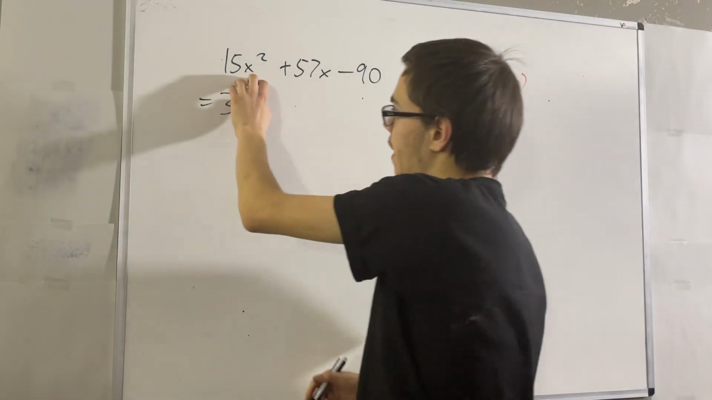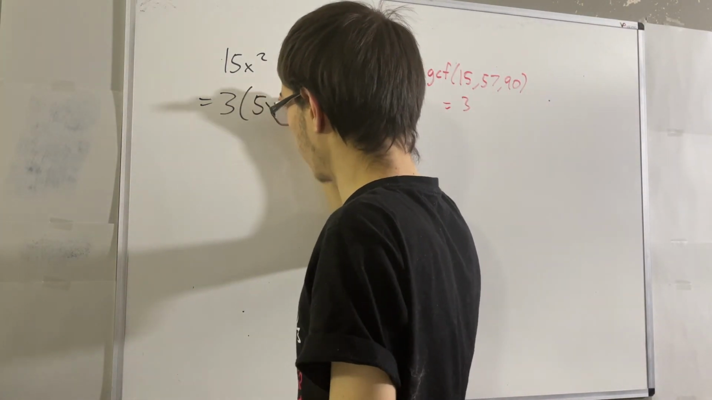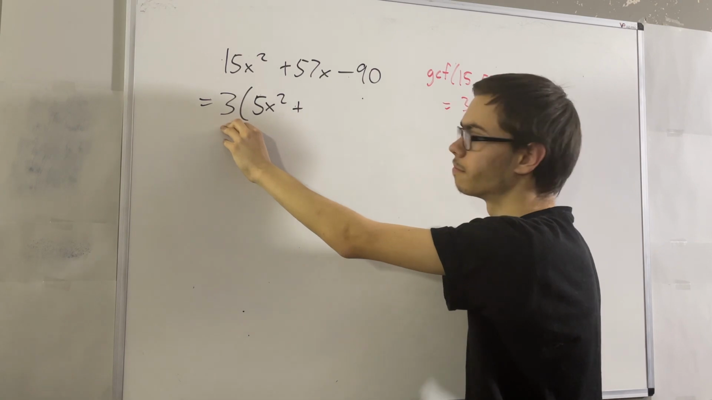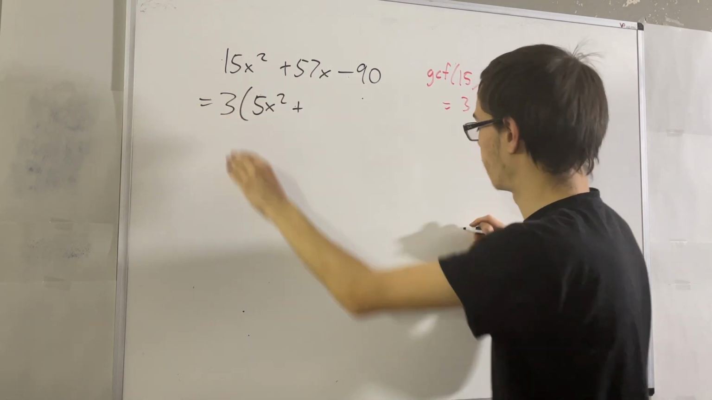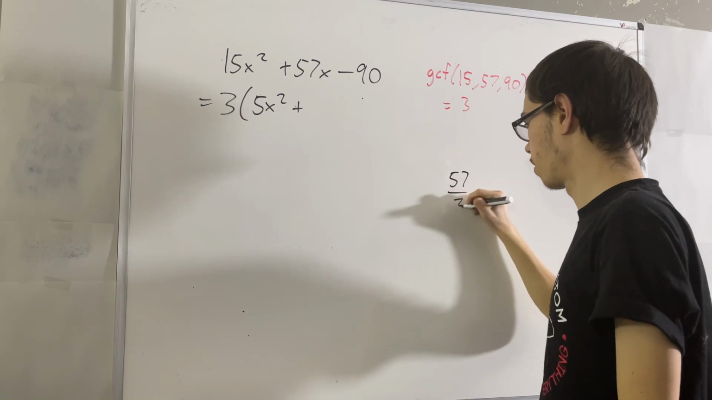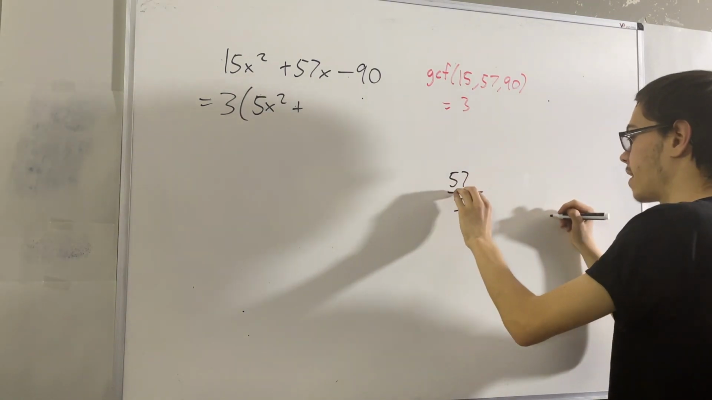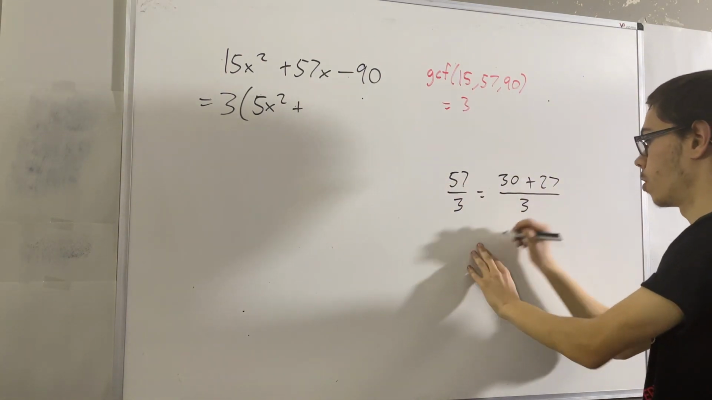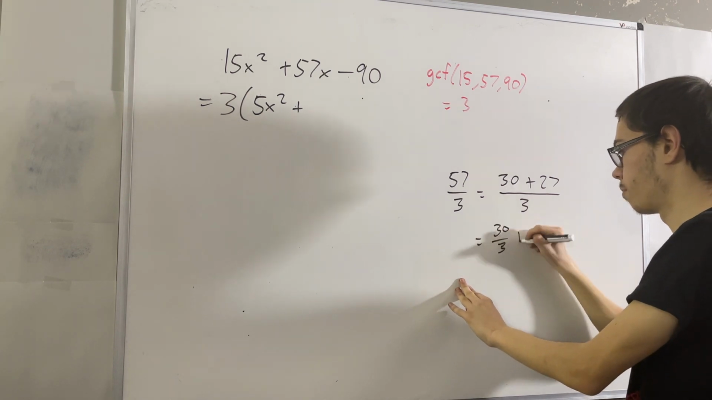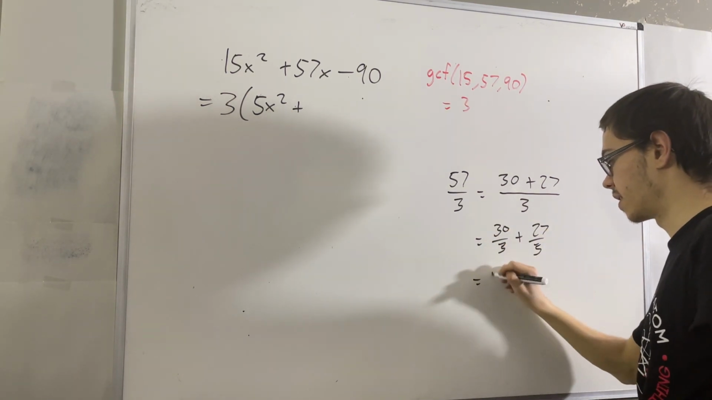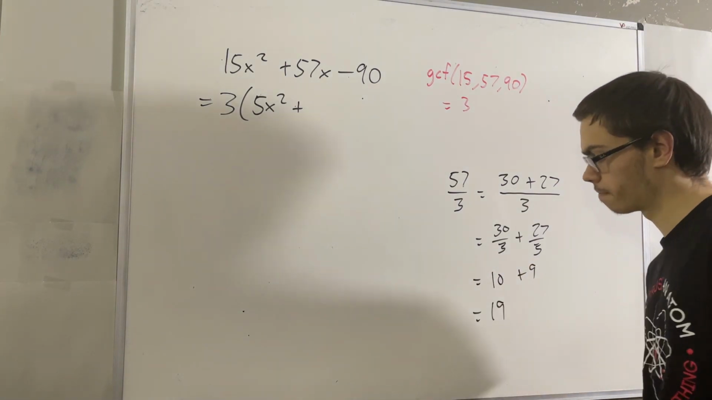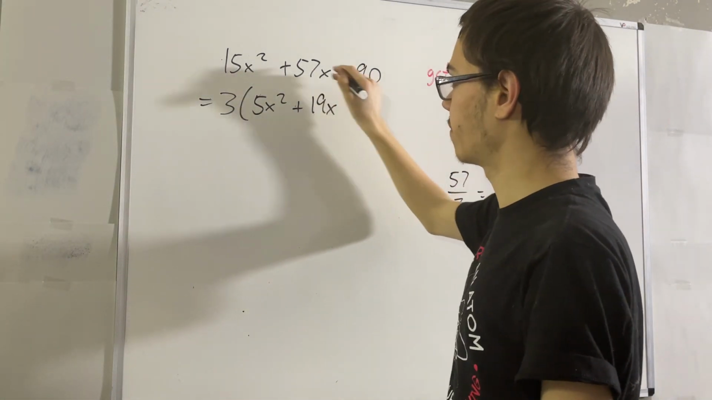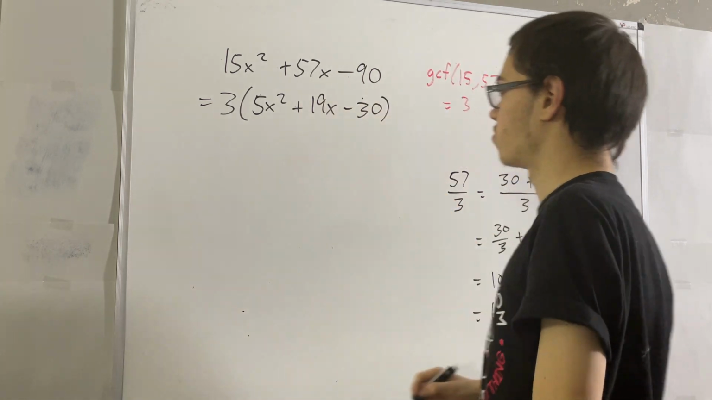So notice we have 15x squared divided by 3 is 5x squared. But what about 57x divided by 3? Maybe you don't know this one off the top of your head because that one's a little bit different from the others. Well, check this out. I can rewrite this 57 as 30 plus 27, which are easier to divide by 3 than 57 itself. Well, we know that this is just 30 over 3 plus 27 over 3. Right, this is 10, this is 9, the answer is 19. So you just get 19. In other words, 19x. Negative 90 divided by 3 is minus 30. And so that's what we get.